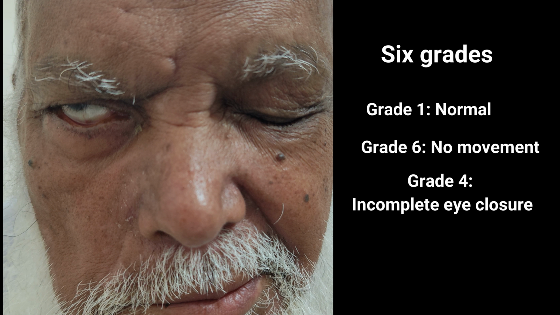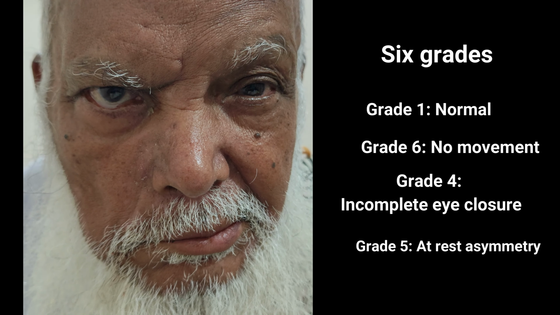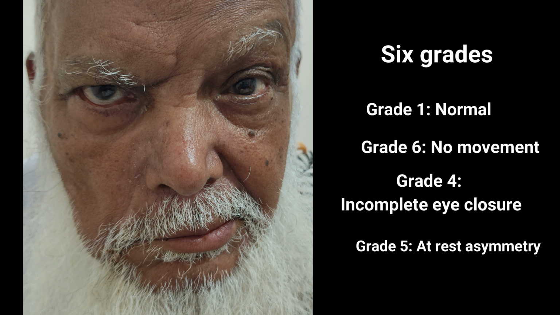Now the question is whether it is grade 4, 5 or 6. In case of grade 5, there should be asymmetry of face at rest. But in 2, 3, 4, the face is symmetric at rest. Have a look at this patient. He has asymmetric face at rest. So its grading is upscaled and it is grade 5 as it has asymmetric face at rest.